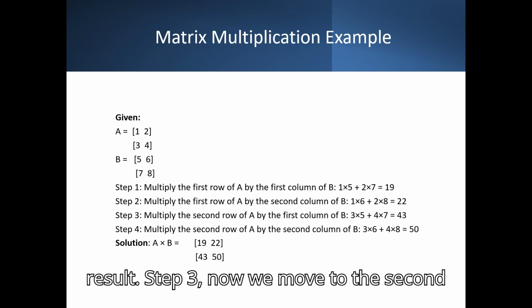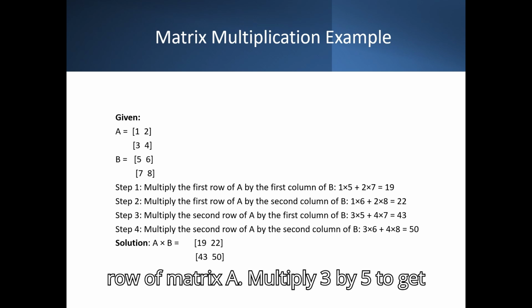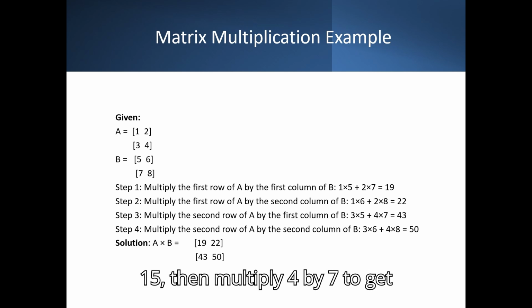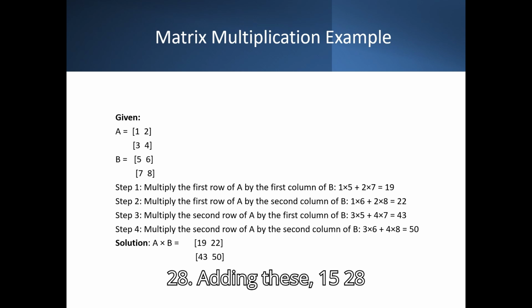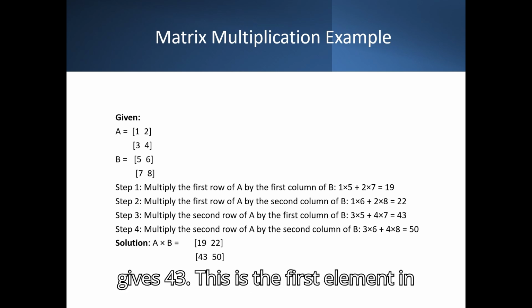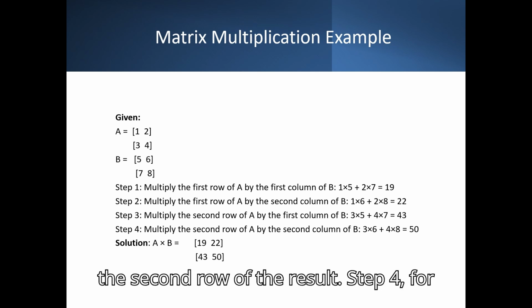Step 3, now we move to the second row of matrix A. Multiply 3 by 5 to get 15, then multiply 4 by 7 to get 28. Adding these, 15 plus 28, gives 43. This is the first element in the second row of the result.